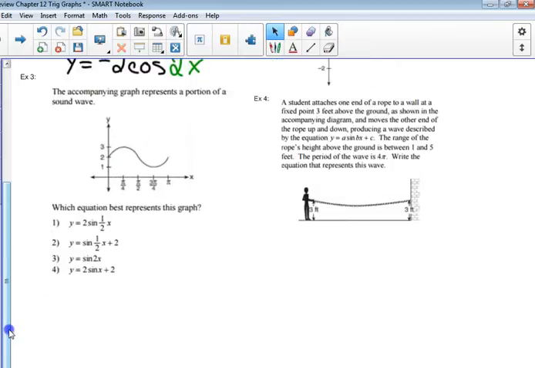See if you guys can pick which one you think this is going to be. Okay. This is a little tricky because it's got some stuff going on here.